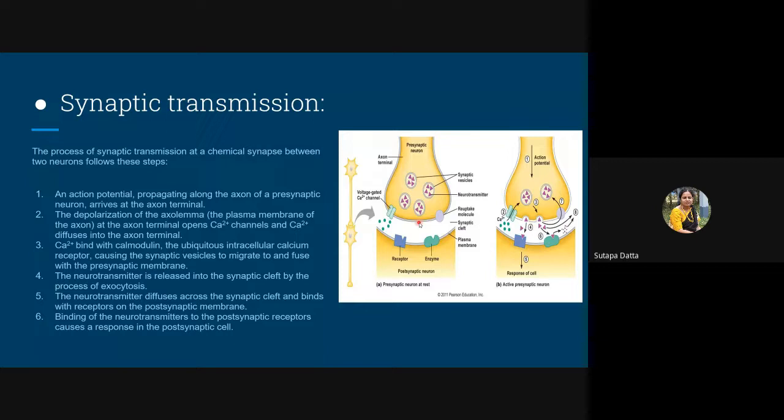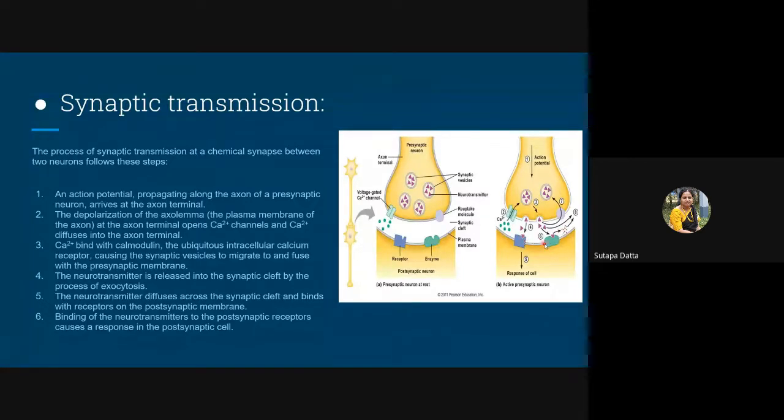And whenever there is fusion of these synaptic vesicles with the presynaptic membrane, the neurotransmitter is released. You can see here, there is release of the neurotransmitters by the process known as exocytosis. Exo means outside. So by exocytosis, the neurotransmitter is released in the synaptic cleft. The neurotransmitters which are released in the synaptic cleft then diffuse across the synaptic cleft and bind to their specific receptor.